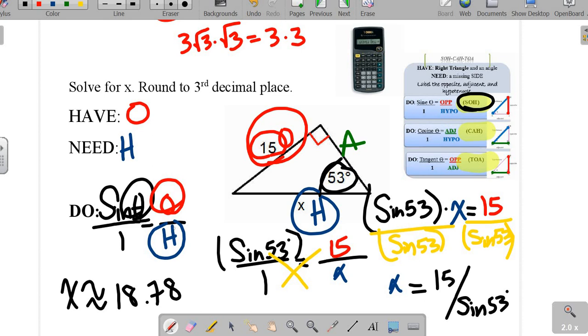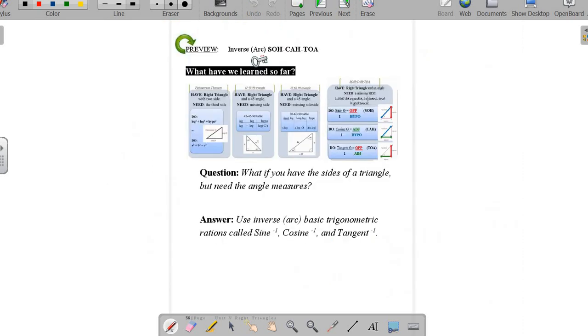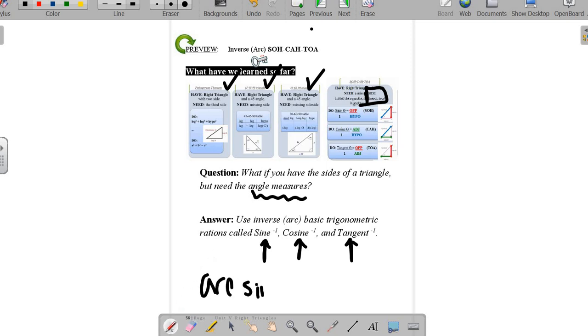So the only thing we have left to do with right triangles is, well, what if you have the sides and you need an angle measure? Okay, we've done Pythagorean theorem, 45, 45, 90, and 30, 60, 90. This gets us sides. And the answer is we use what's called inverse sine, inverse cosine, and inverse tangent. Keep in mind the vocabulary on the East Coast is going to be arc sine, arc cosine, arc tangent.